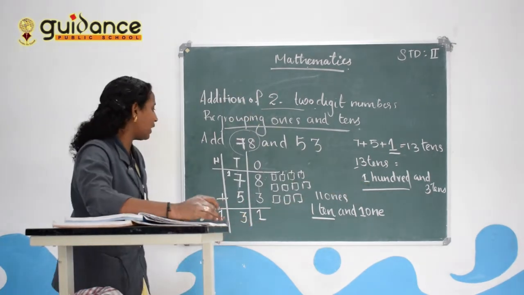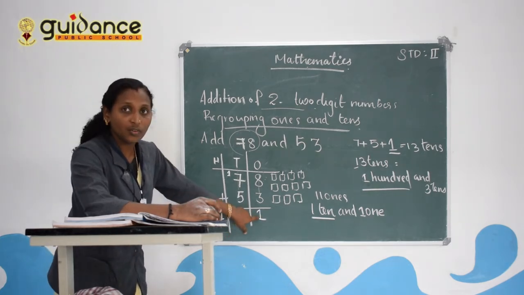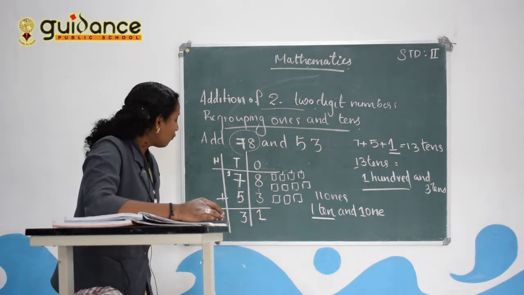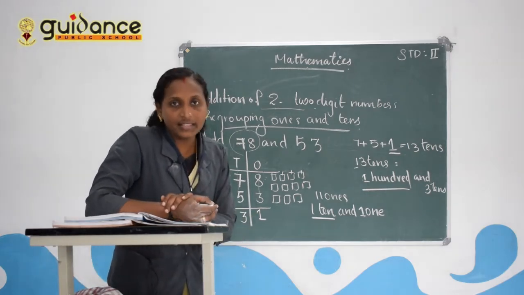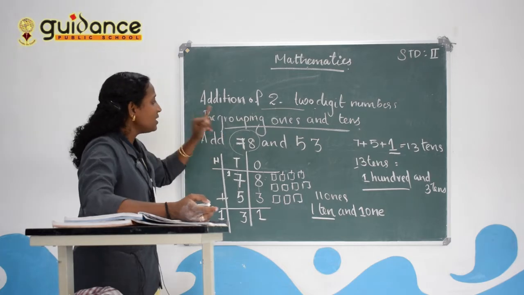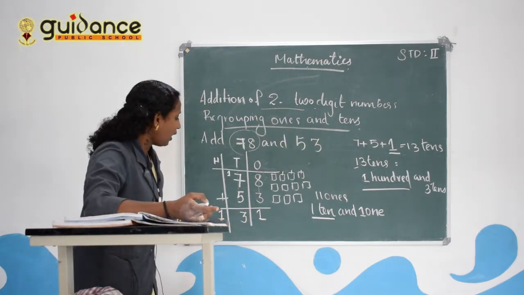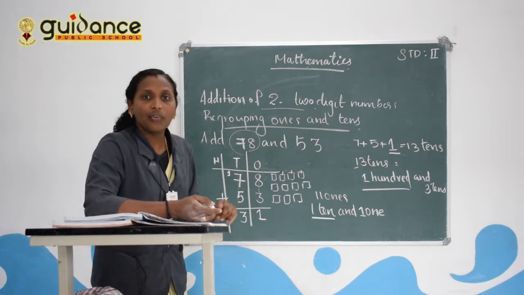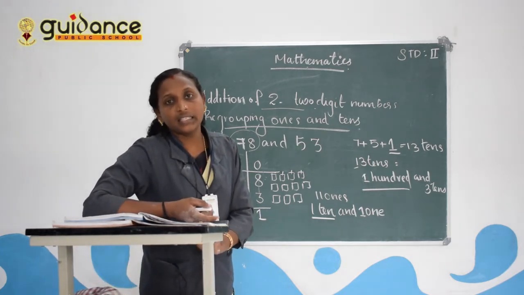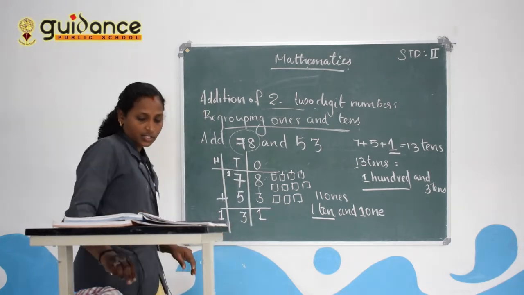That means the answer is 131. What is the answer? 131 is the answer. That is, add 78 and 53 is 131. Okay, the next question.